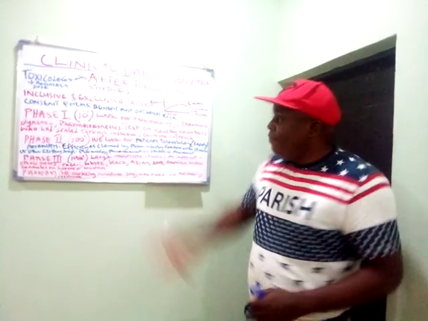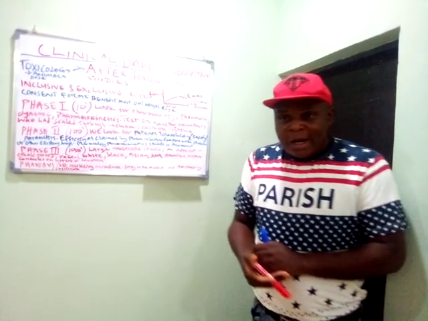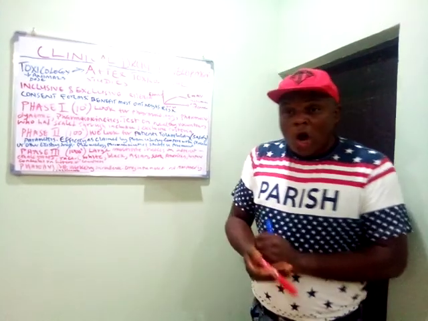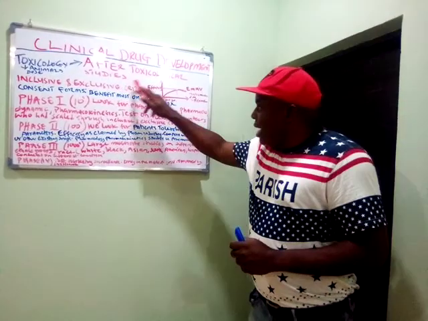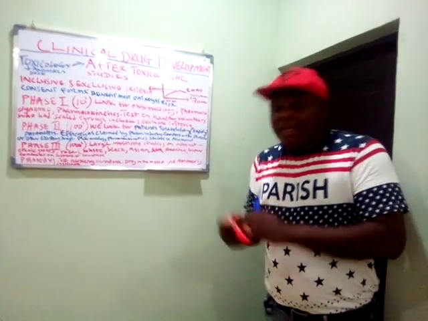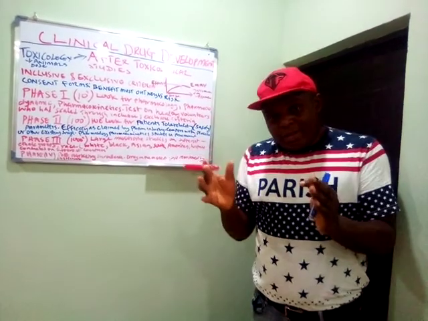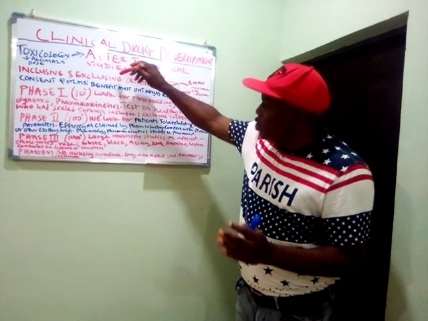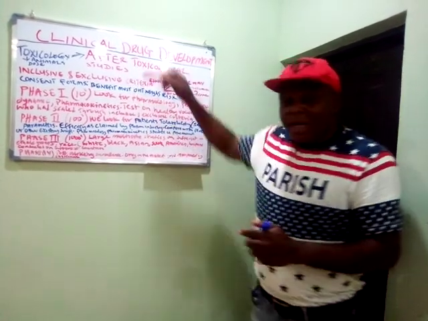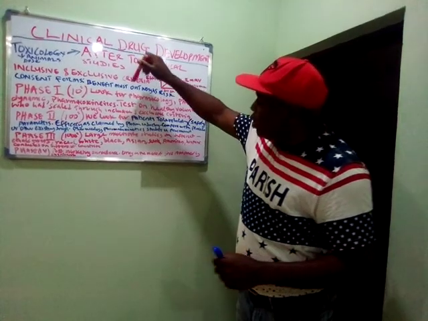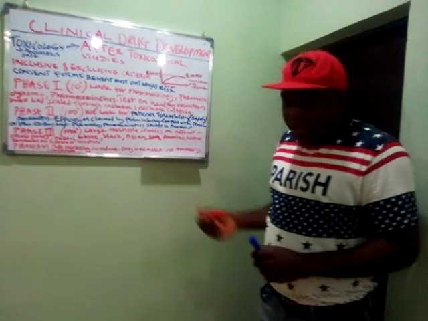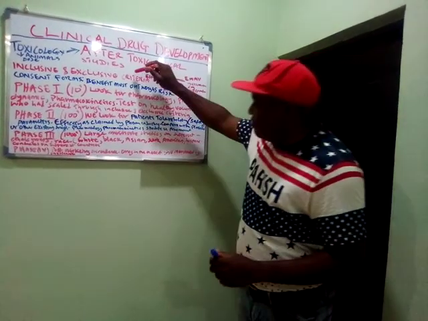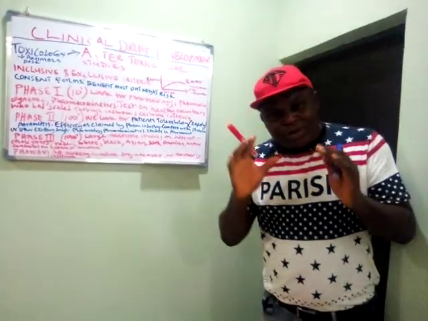The U.S. Food and Drug Administration or the European Medicines Agency or the NAFDAC, these are regulatory bodies. In each country, they have their own regulatory body. So in the US, you have the US Food and Drug Administration. In Europe, you have EMA, which is the European Medicines Agency. And in Nigeria, you have the NAFDAC. These are the regulatory bodies.